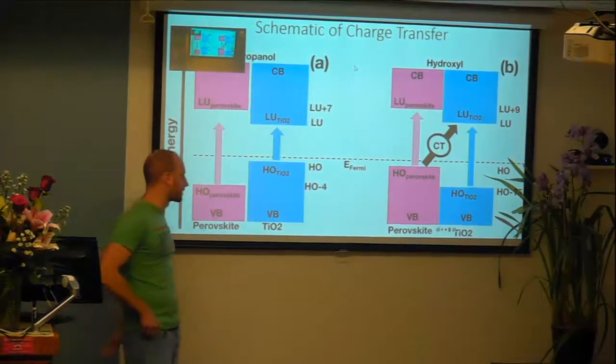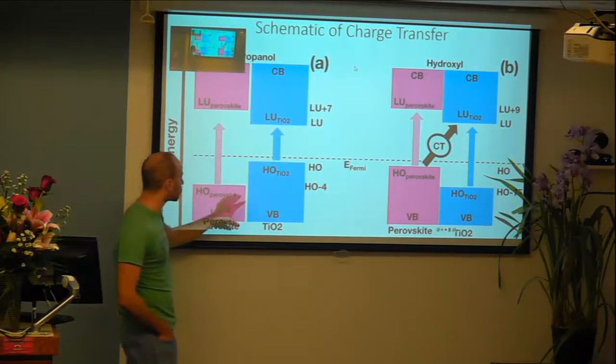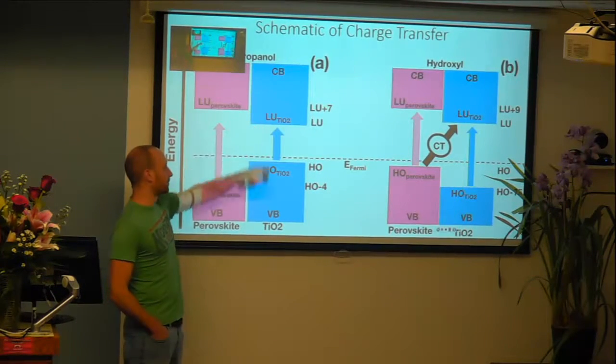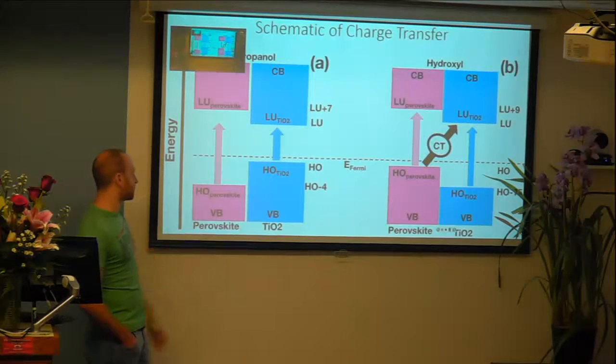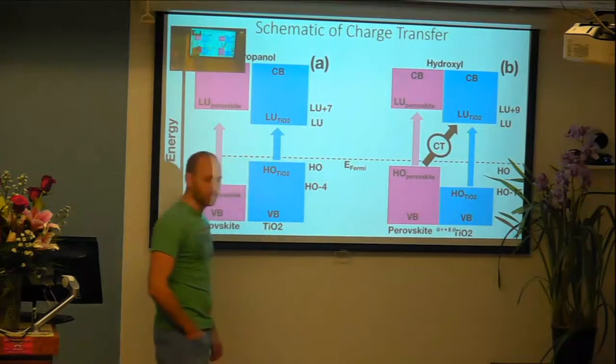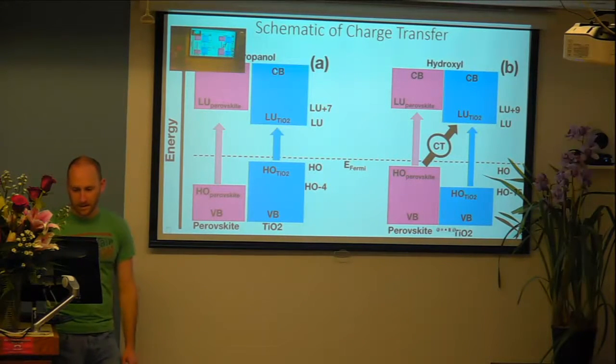This is kind of a schematic of what I was just talking about, where the lowest energy jump would be just from titanium dioxide to itself, whereas in this case, you would actually transfer the charge over to the titanium dioxide from the perovskite.